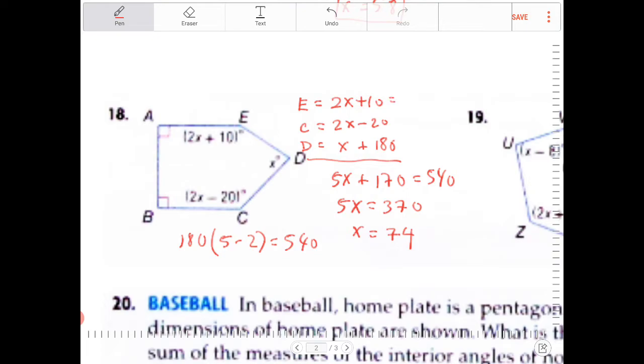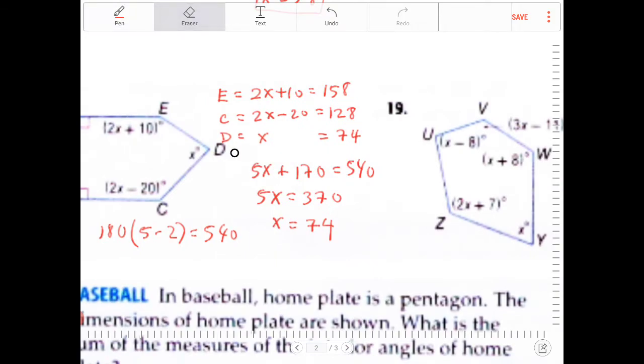So therefore this is equal to 148 plus 10, so 158. 148 minus 20, that's 128. And angle D is simply 74. And I have 90 and 90.